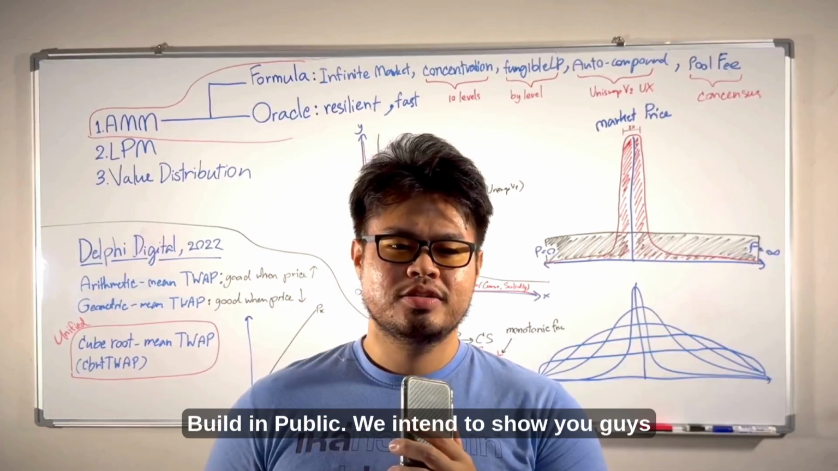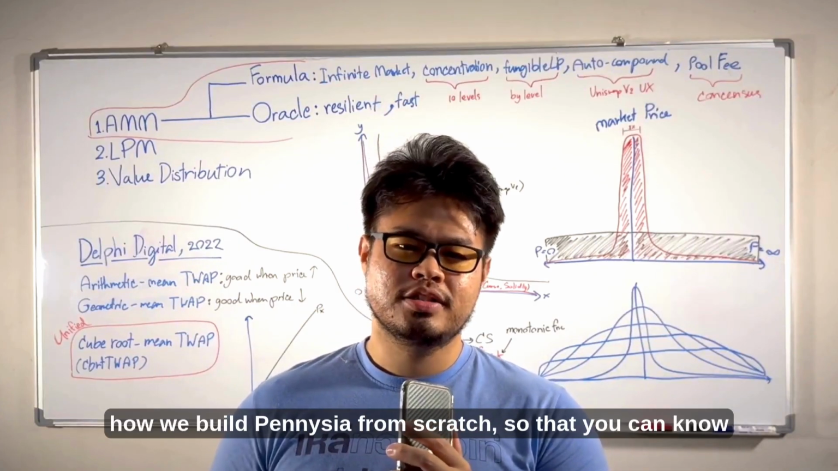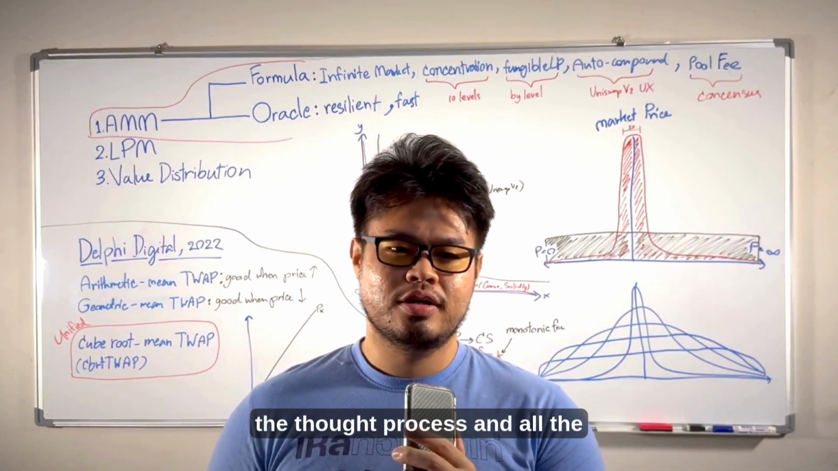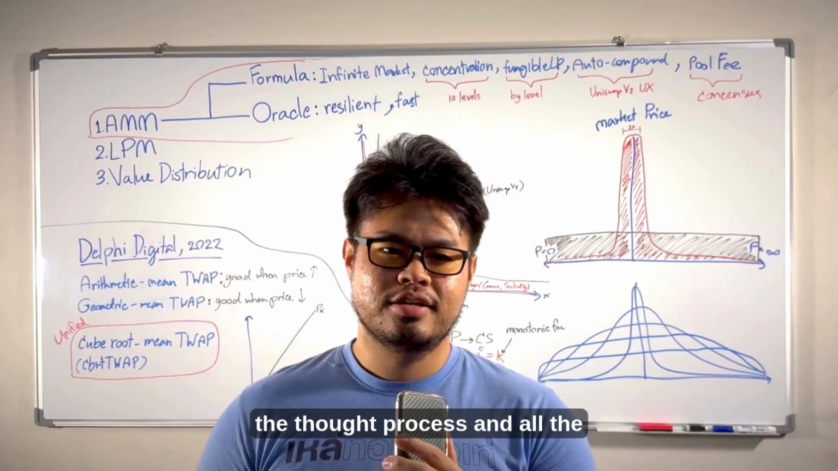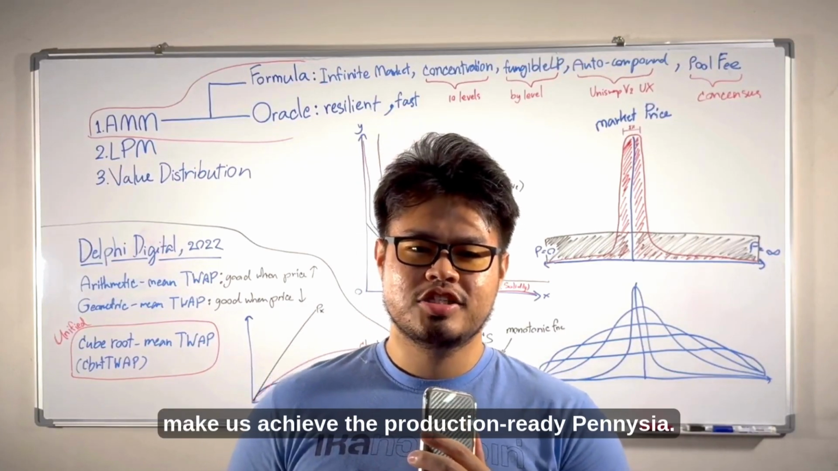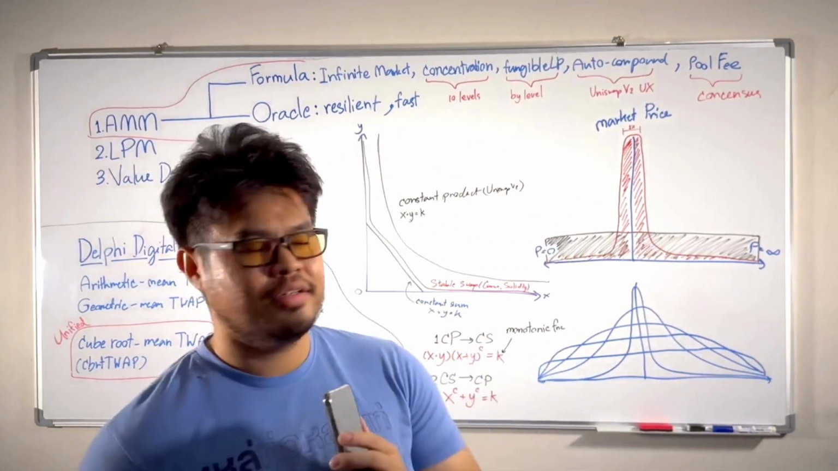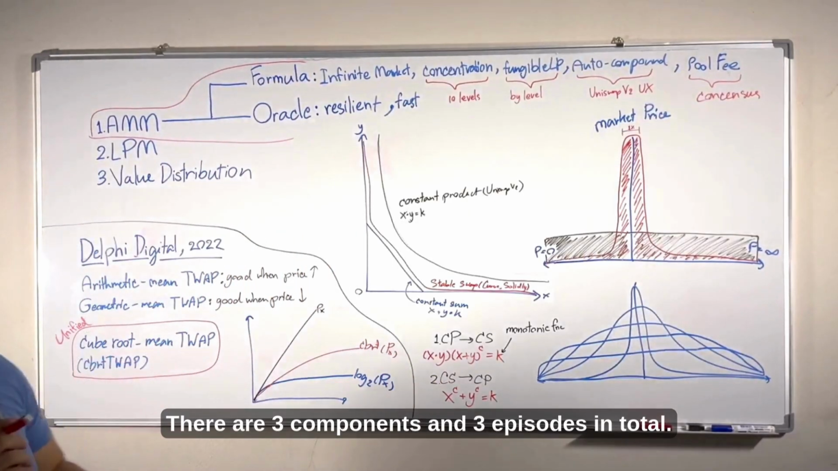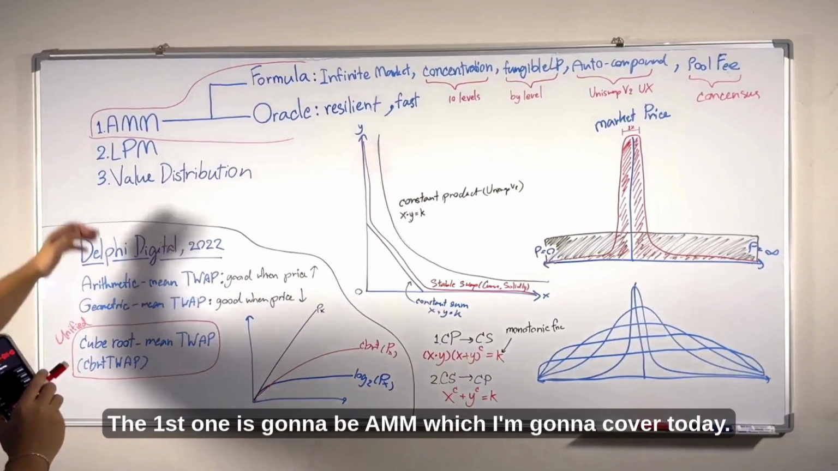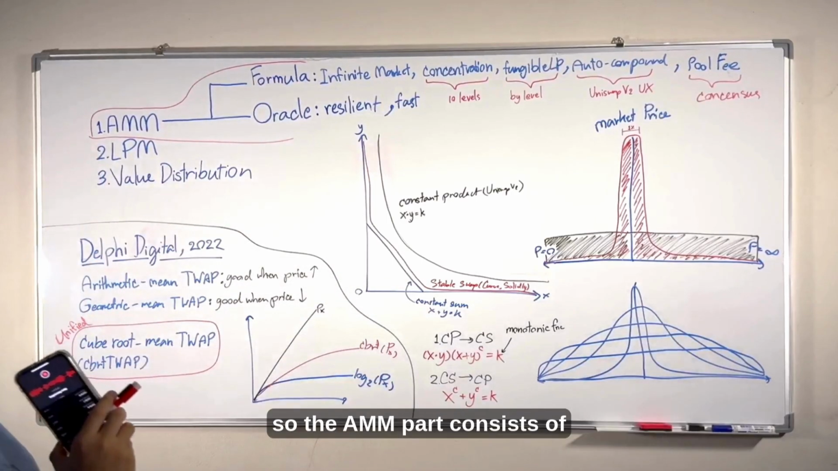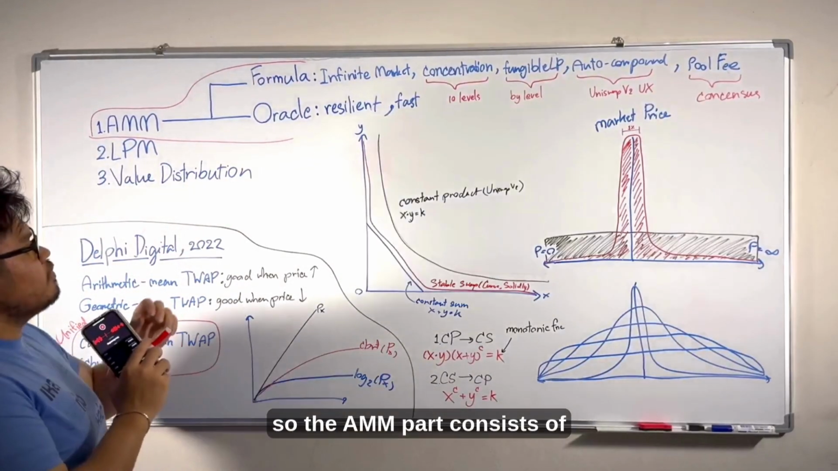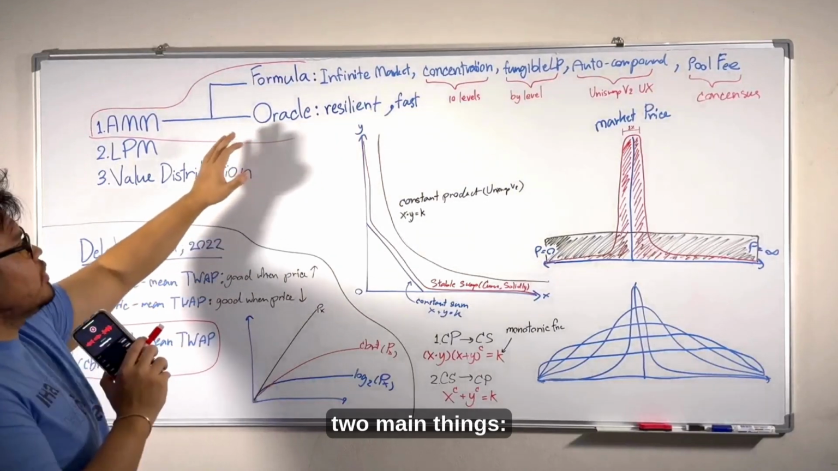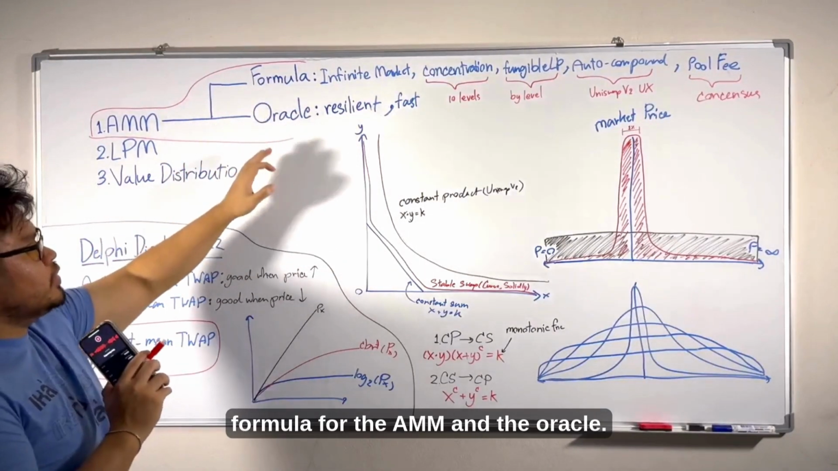So we intend to show you guys how we build Pennysia from scratch so that you can know the thought process and all the steps that make us achieve the production ready Pennysia. There are 3 components and 3 episodes in total. The first one is going to be AMM, which I'm going to cover today. The AMM part will consist of 2 main things: the formula for the AMM and the oracle.